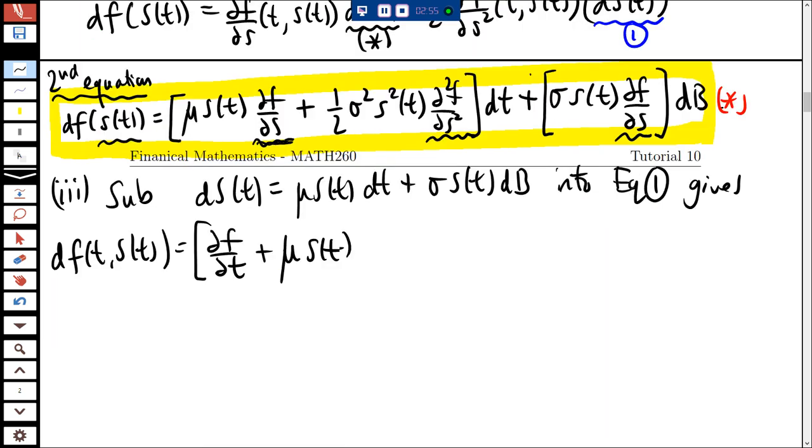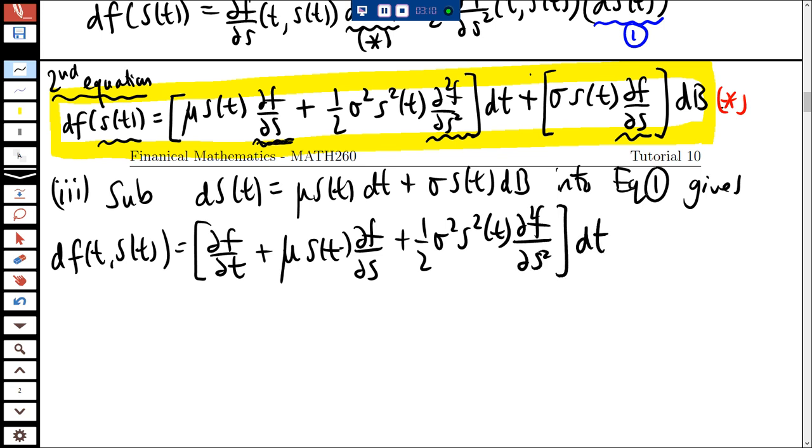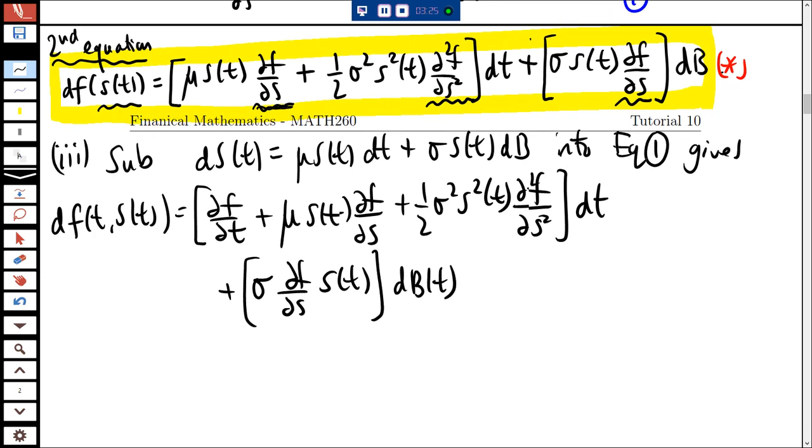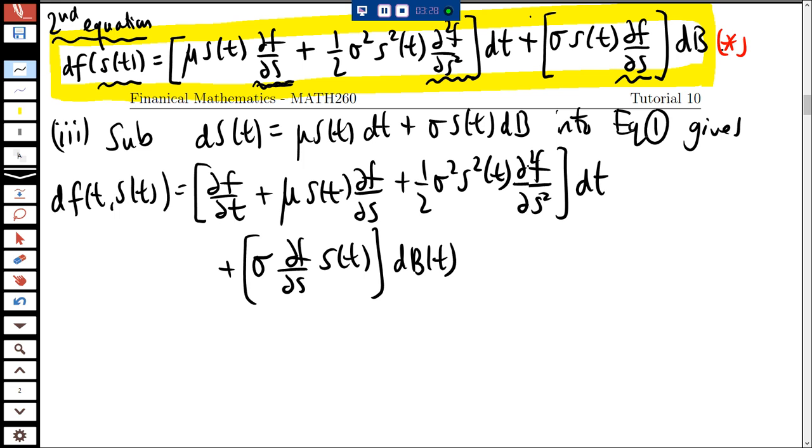So we have this times this. That's the extra term. And now this other term, the dB, I think I'll come down a line rather than squash it on. And there you go. So that's the substitution. It's just a slightly long substitution.